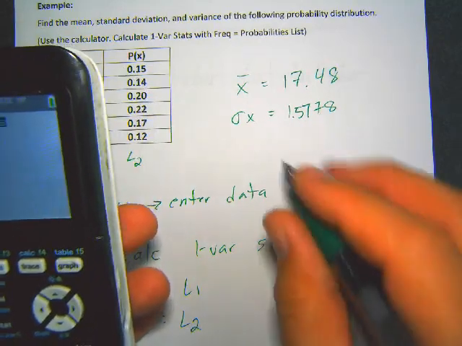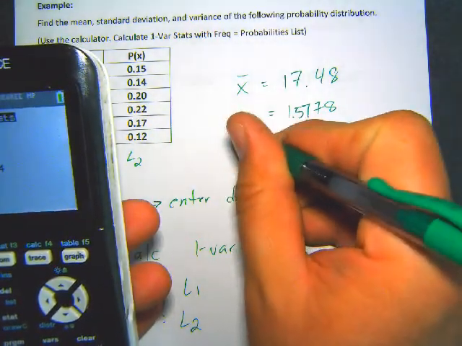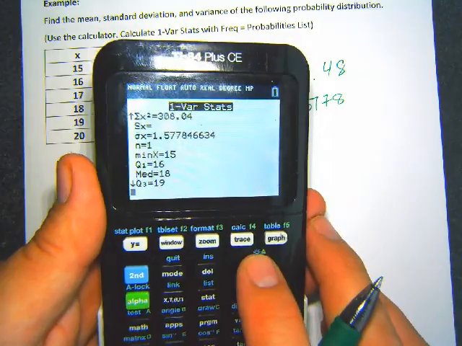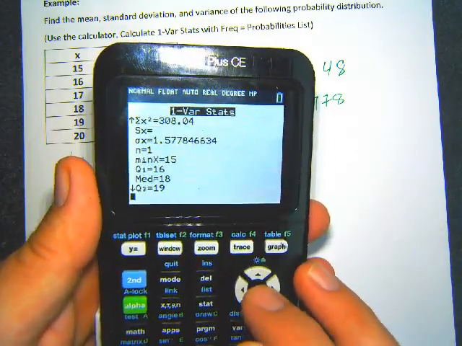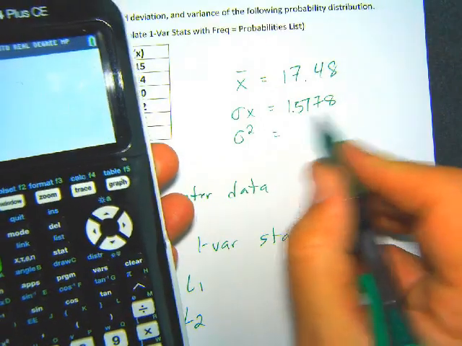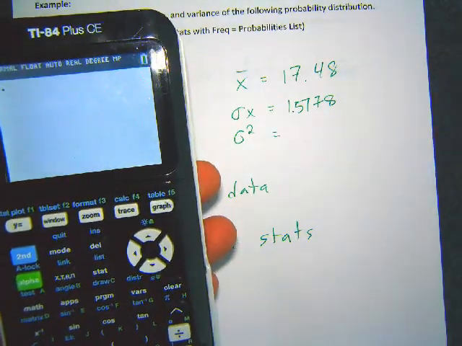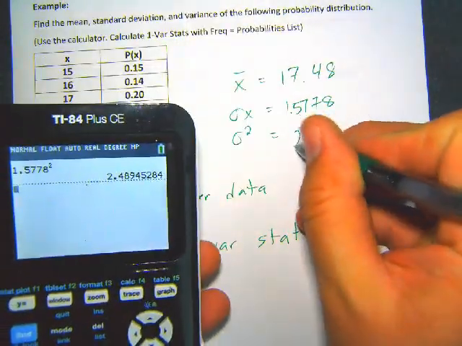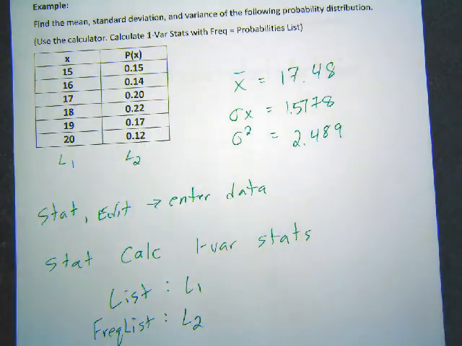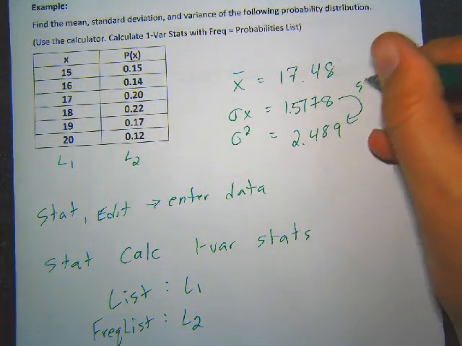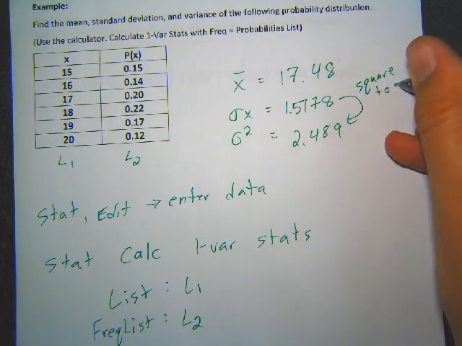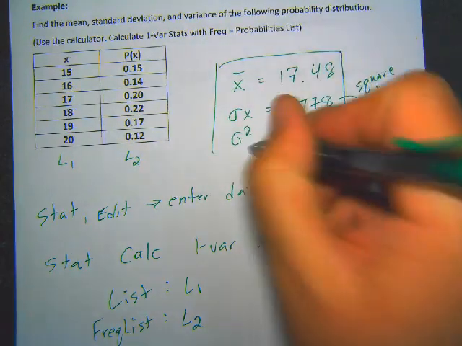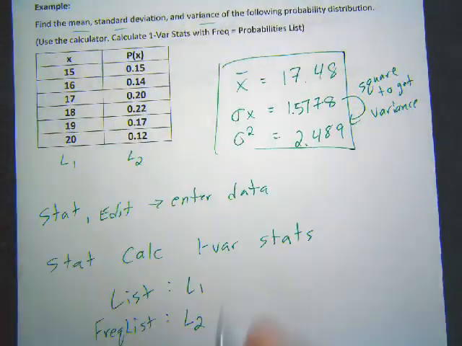And then the sigma squared, that's the variance, the standard deviation squared. That one is not on here. They don't give you the variance, but that's okay because remember, you can just take the standard deviation and square it. So I just take that 1.5778 to the second power, and that's how I get it. So it becomes 2.489. I'm taking this square to get the variance. And that's what you're looking for. They wanted us to find the mean, standard deviation, and variance, and we just did it with a calculator.